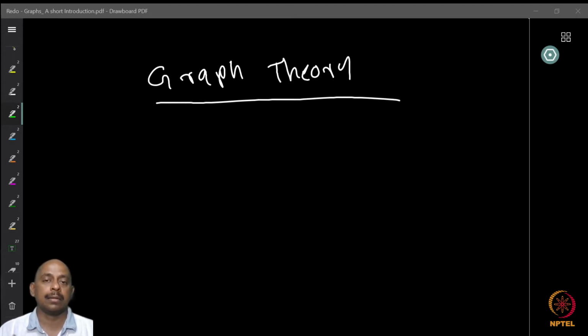This is one of the main reasons the area became popular, and we will see what this is about. We will look at some of the basic results and notions, and some few important theorems from graph theory.